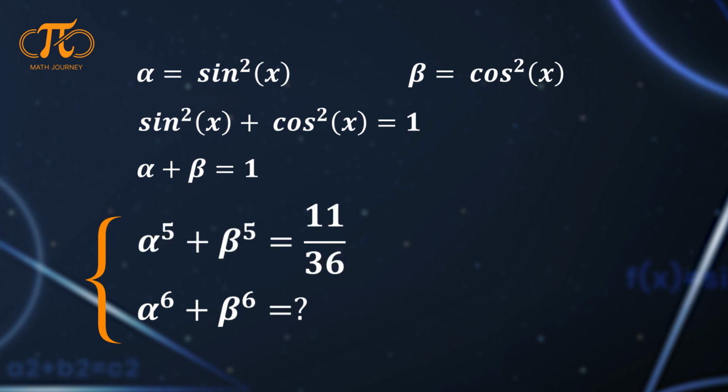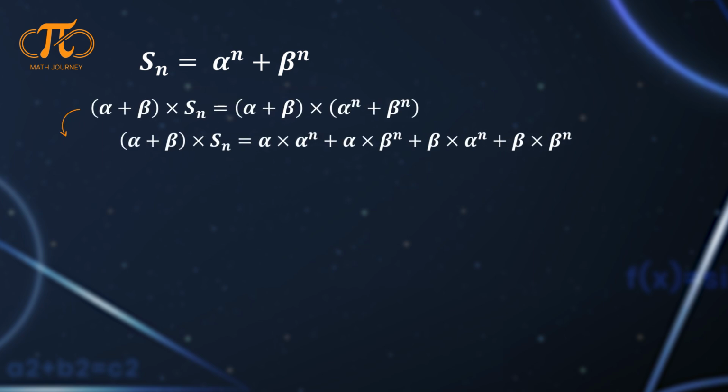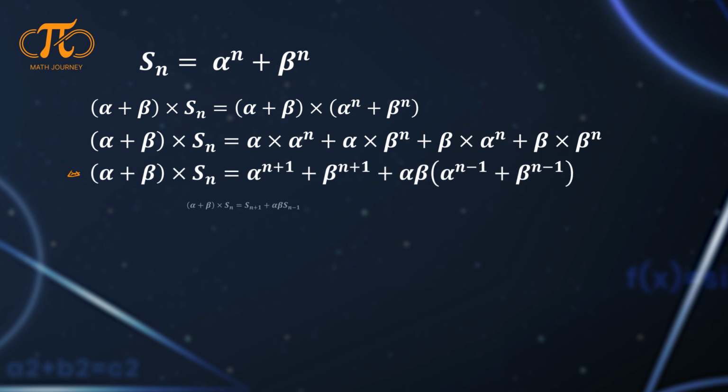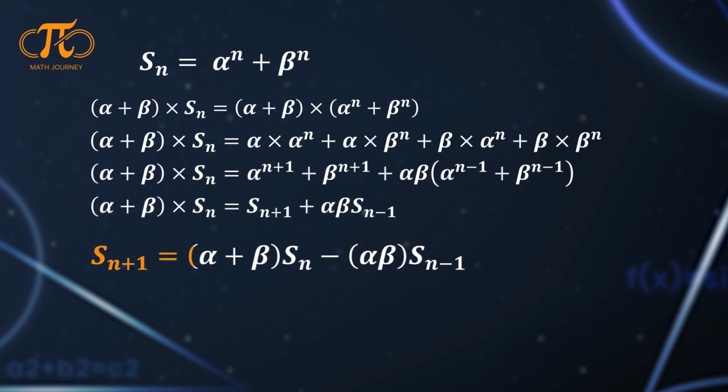Now, we want to find the value of alpha to the power of 6 plus beta to the power of 6. Alright, now we know what we have and what we need to find. Here's where the magic happens. We'll use a recursive formula for sums of powers to help us find higher powers step by step. To do that, we'll define s of n as alpha to the power of n plus beta to the power of n. By multiplying both sides by alpha plus beta, our recursive relation becomes s of n plus 1 equals alpha plus beta times s of n minus alpha beta times s of n minus 1.